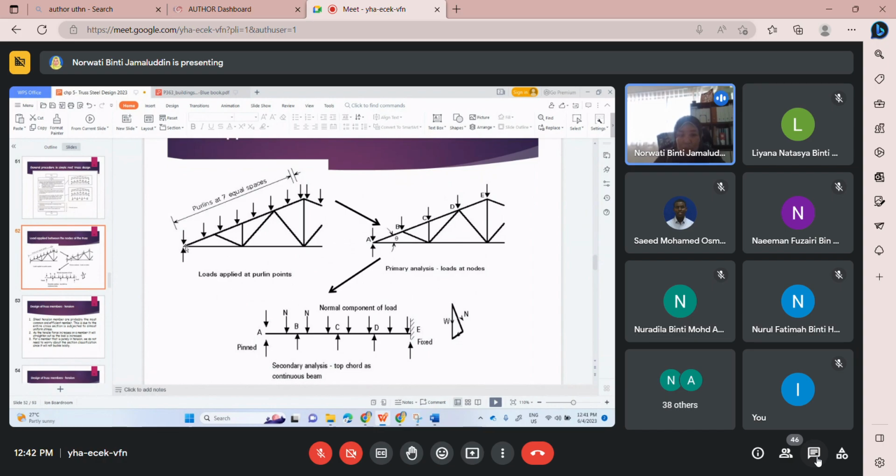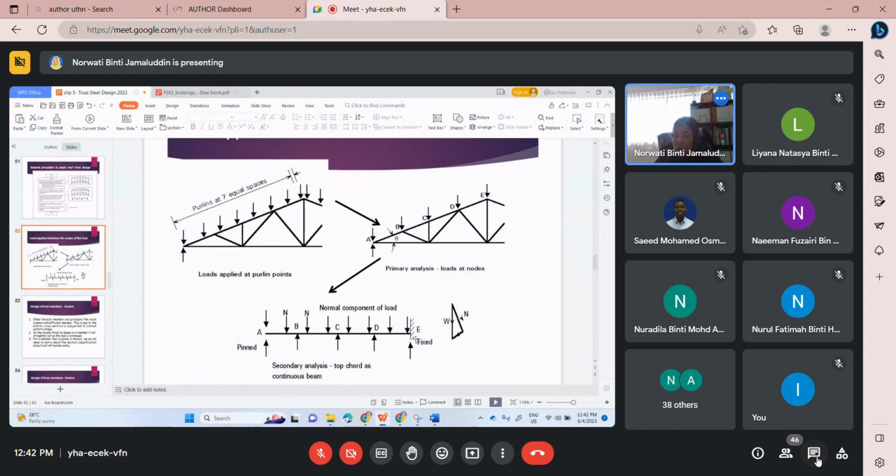Support represents the node. Then you can do the continuous beam analysis, which you already learned during the analysis subject. Or you can go for the simplified or conservative method. Just assume the maximum moment as wL squared divided by 6, small w, or capital W times L divided by 6.